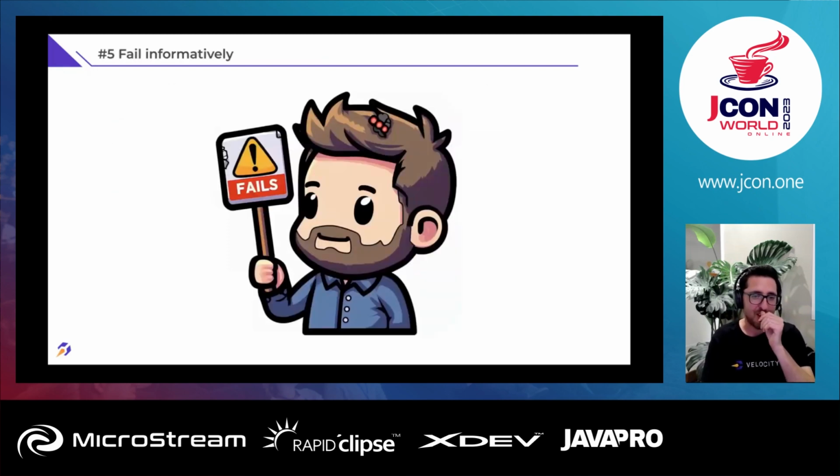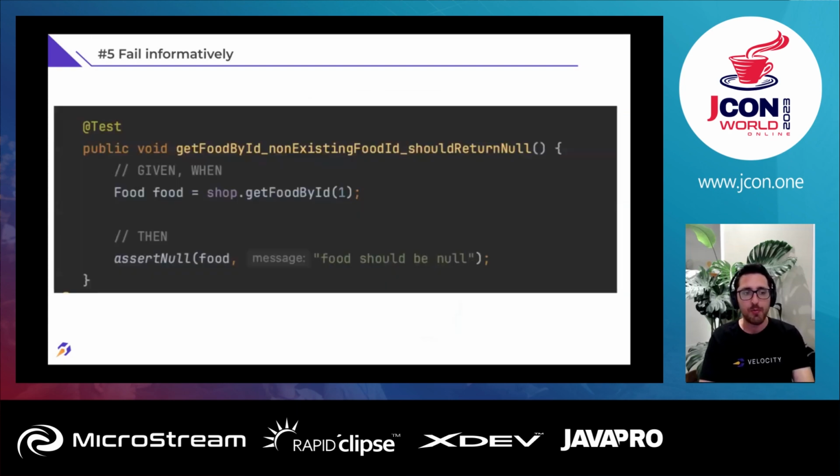Let's get to the next one. We want to fail informatively, which is really important. So when a test fails, we want to quickly diagnose the issue. We don't want to start looking at the test code and the production code to figure out what went wrong. So in JUnit, you can add a message to the assertions. Now, usually the test name, if it's clear enough, indicates what exactly went wrong if you test only one small thing. But you can add a message to the assertion. For example, here, food should be null. So when the test fails, you have the message food should be null, and you know that get food by ID returned null, and you need to check the method to see what went wrong.